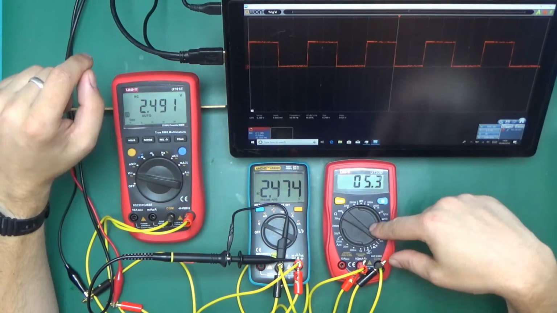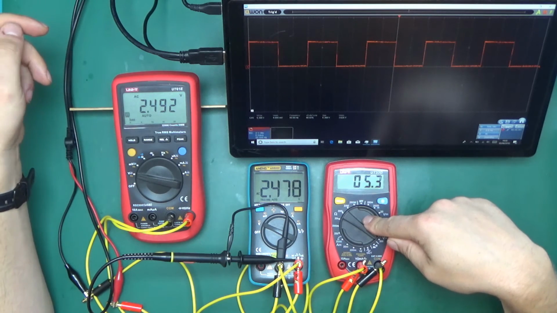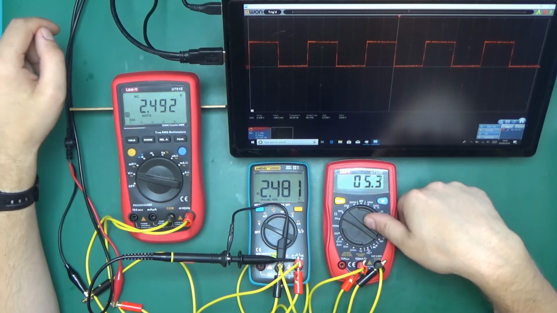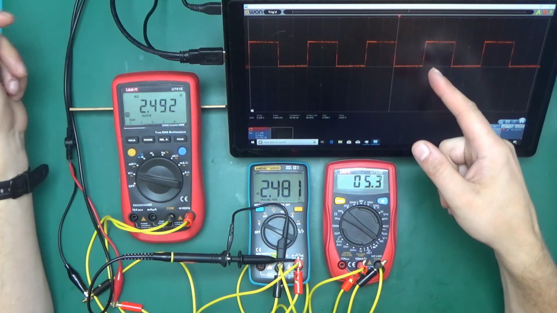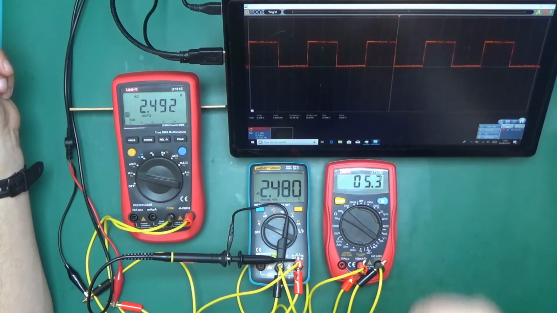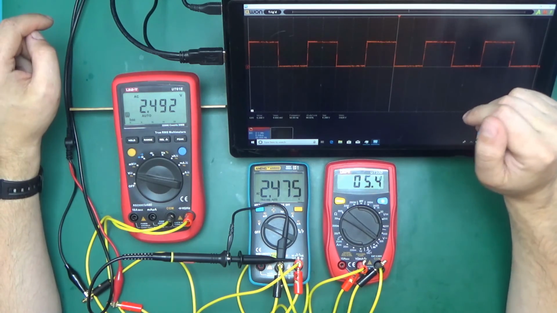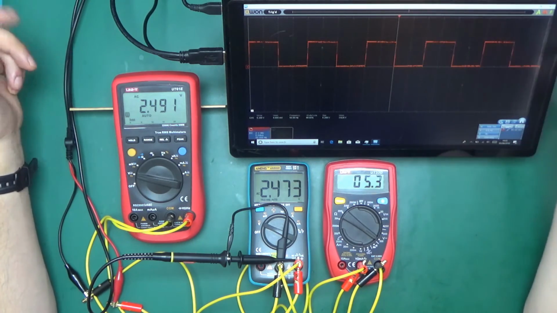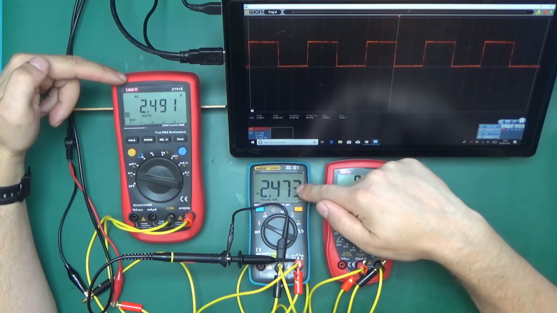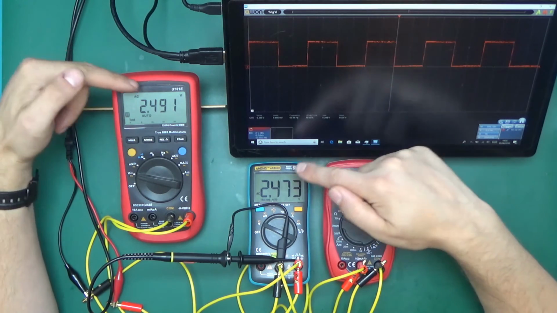Watch what happens. So first of all, the non-true RMS multimeter is completely out the window, showing 5.3 volts, which clearly is not right. It's a 50 Hz square wave, 5 volts amplitude. It's basically a TTL logic level signal, 5 volts high, 0 volts low, and so on. Both of those meters show in a ballpark of 2.5 volts, and that is correct.